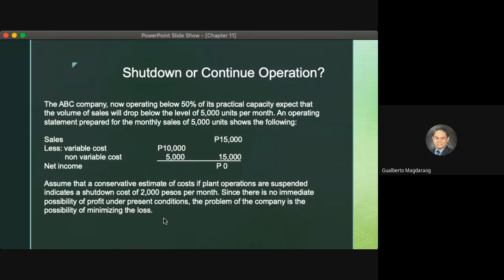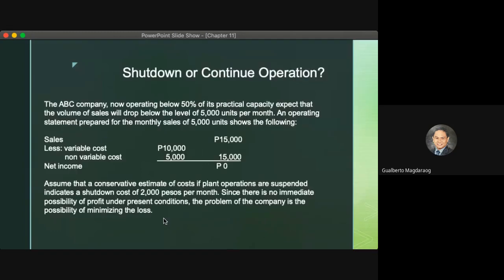Next is, dalawa na lang yata ito. Yes. Shutdown or continue operation. There are times na we have to decide whether to shut down for a while, stop muna, or gusto mo pang i-continue. Okay? So, yun yung decision natin. Yung choices natin. Shut down muna tayo or continue.